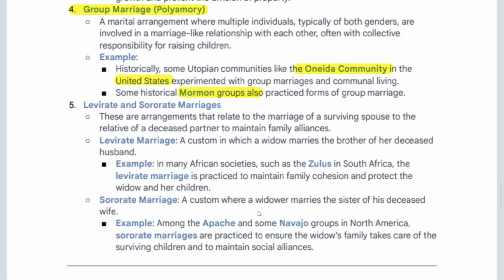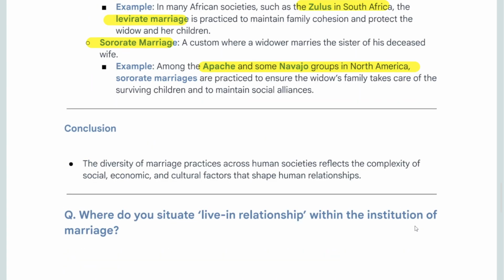Yeah, definitely. And we mentioned levirate and sororate again. Levirate, widow marries husband's brother, Zulus, Middle East. Sororate, widower marries wife's sister, Apache, Navajo, both about maintaining family ties and alliances after a death. These variations are just profound. They show incredible human adaptability.